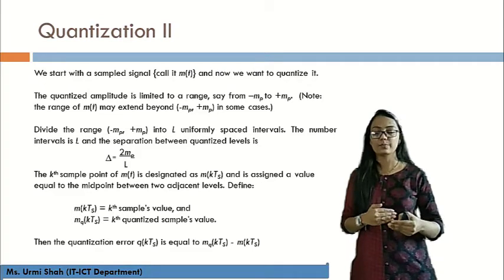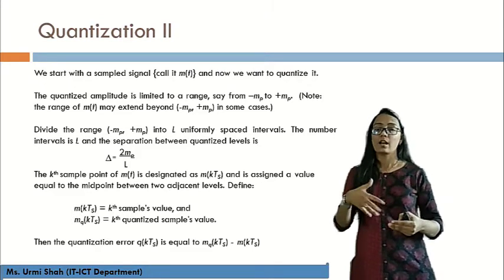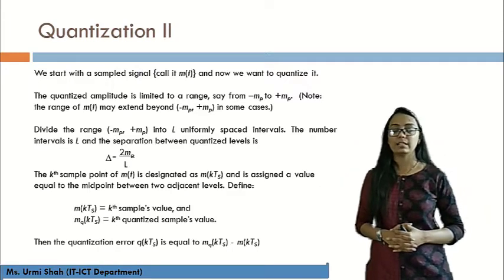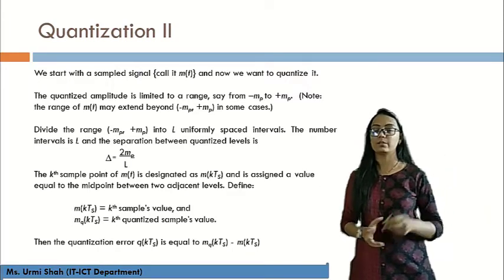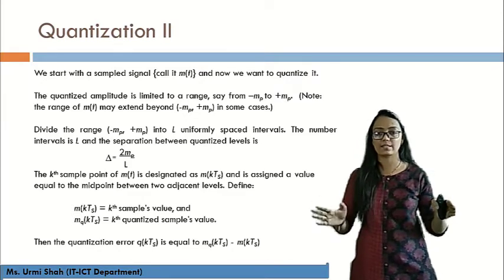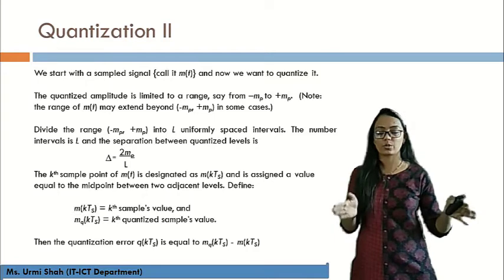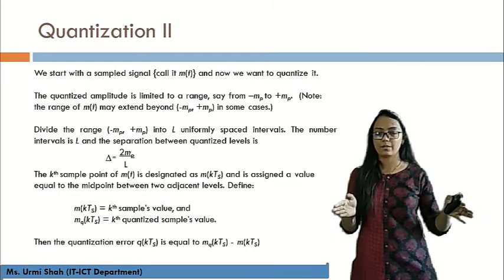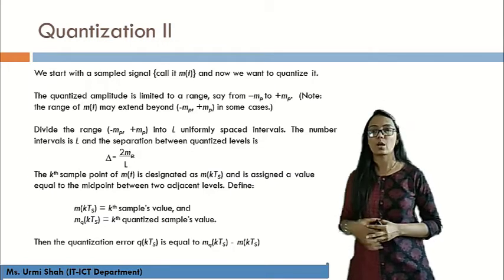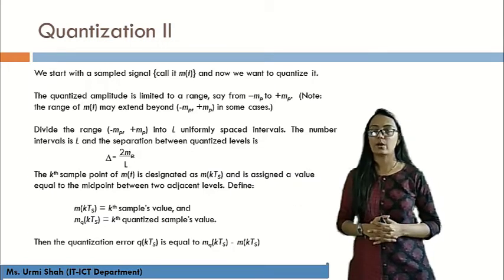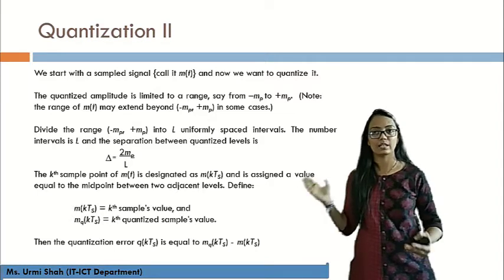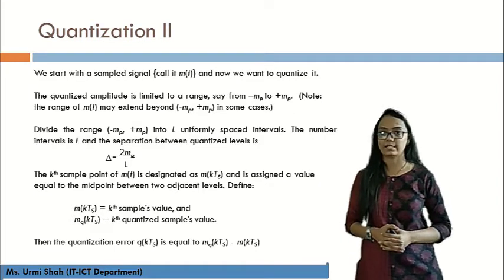Delta is the variable which is going to be represented as twice of m of p divided by L. M of p will be our maximum range value. That is, our range is from minus mp to plus mp. So the total range is twice of mp, divided by L, where L is the number of intervals. This way our quantization variable or separation variable will be defined in terms of delta.